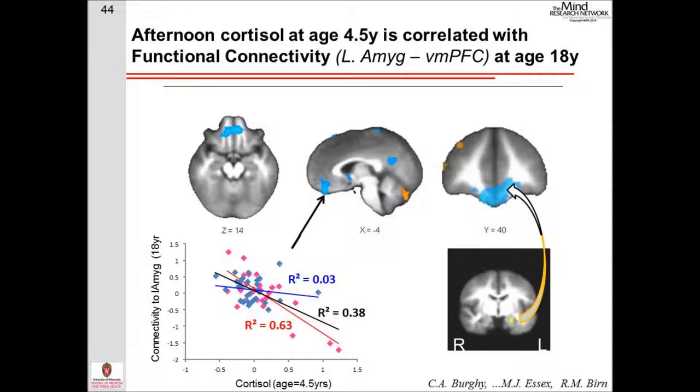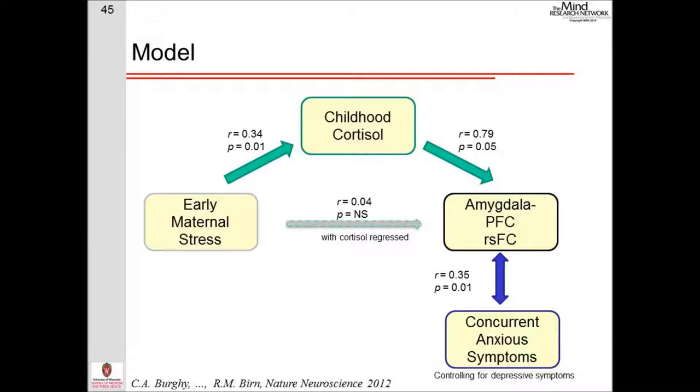We also looked at structural equation modeling and found that this measure of childhood cortisol mediated the relationship between early maternal stress, this is early maternal depression, or overload of stress the mother has during parenting, and the changes we saw in the amygdala prefrontal connectivity. We also saw a relationship between this amygdala connectivity and current anxious symptoms as well. Sort of forming a nice diagram. It's really surprising that we should see it affects the brain 14 years later from some of these earlier measures. And this is the correlation between that functional connectivity and the adolescent anxious symptoms, a pretty robust correlation that we see here.